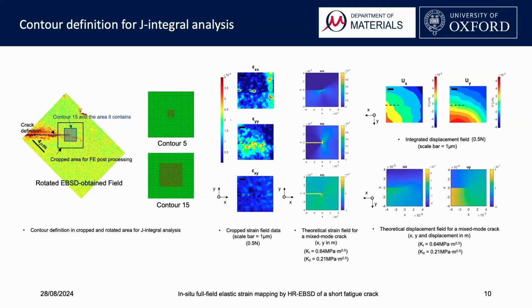And this is a typical size of the area used for finite element post-processing. The contour definitions are illustrated using these two plots. The energy contours are centered at the crack tip, and as the contour number increases, so does each additional layer of elements it contains. For example, contour number 1 surrounds the immediate crack tip, and contour number 2 includes another layer of elements outside of that. This is contour number 5, which contains 5 layers, and this is contour number 15.